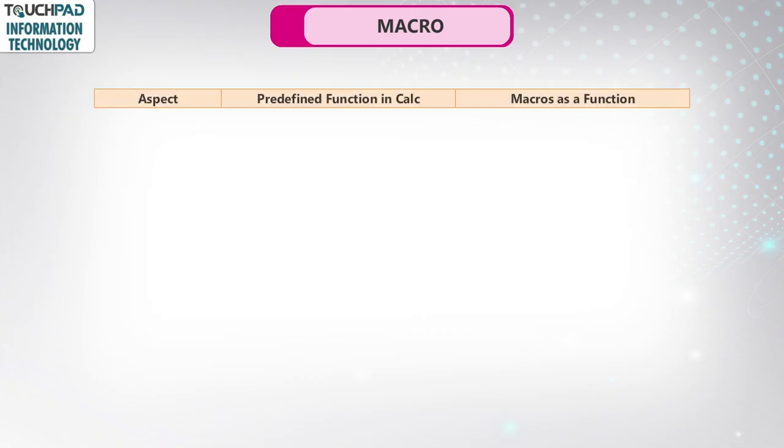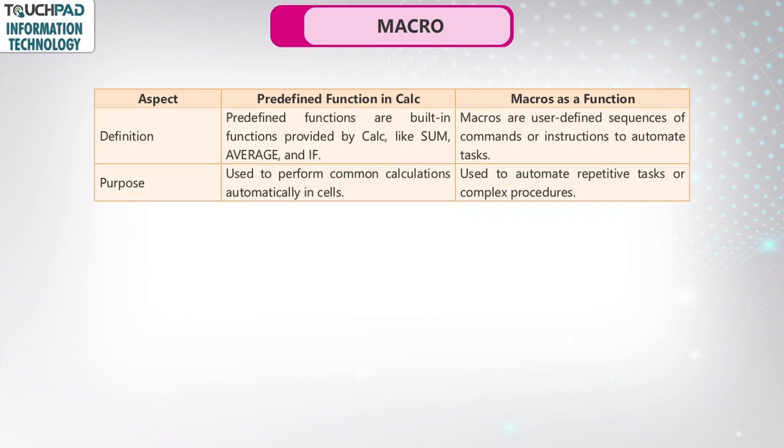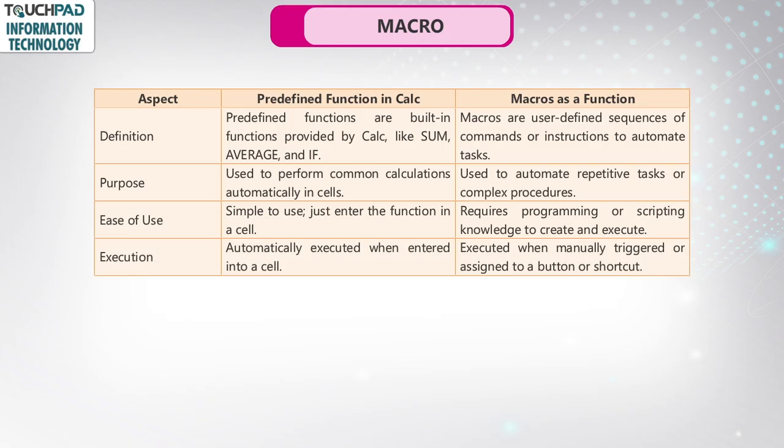Aspect: predefined function in Calc versus macros. Definition: predefined functions are built-in functions provided by Calc, like SUM, AVERAGE, and IF. Macros are user-defined sequences of commands or instructions to automate tasks. Purpose: predefined functions are used to perform common calculations automatically in cells; macros are used to automate repetitive tasks or complex procedures. Ease of use: predefined functions are simple to use, just enter the function in a cell; macros require programming or scripting knowledge to create and execute. Execution: predefined functions are automatically executed when entered into a cell.